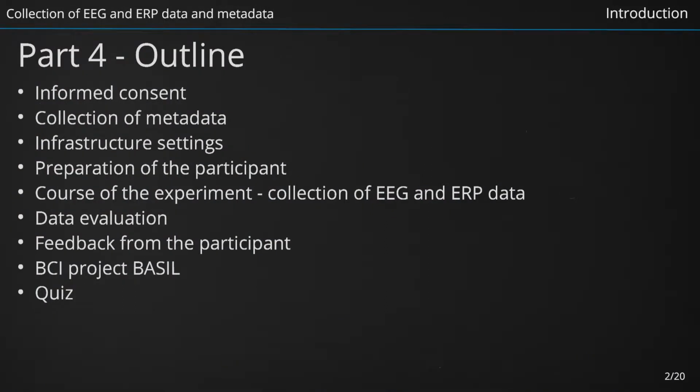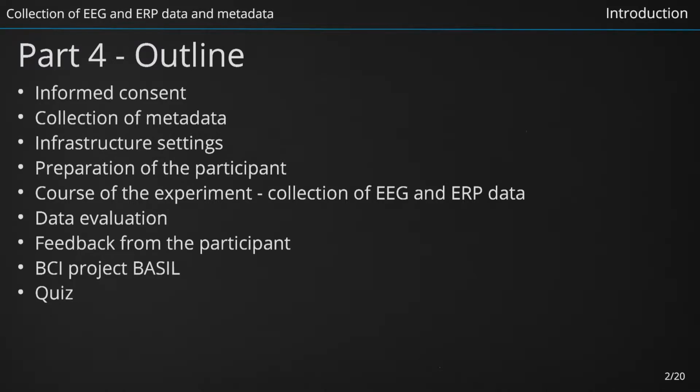You can see the outline of the fourth part of the tutorial dedicated to EEG and ERP data and metadata collection procedure. At first, each participant is informed about the goal of the experiment, course of the experiment, used equipment, behavioral rules, etc., and signs the informed consent. Then, they are asked to provide metadata that are needed to evaluate and interpret the experiment later. Then the hardware and software infrastructure that was already introduced in the second part of our tutorial has to be set up for a specific experiment.